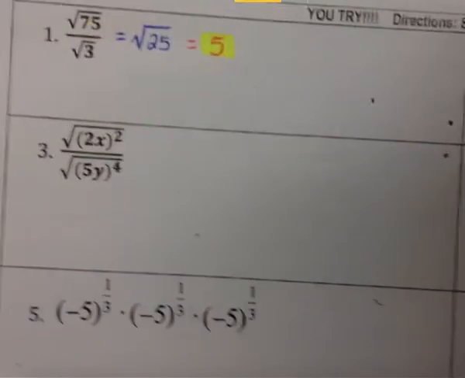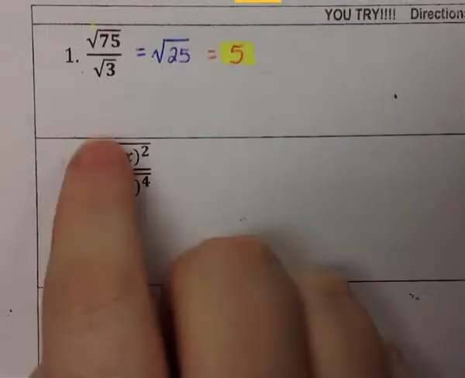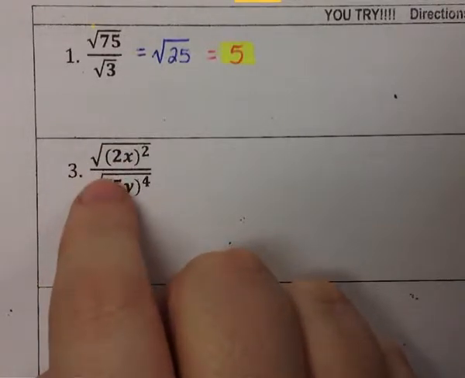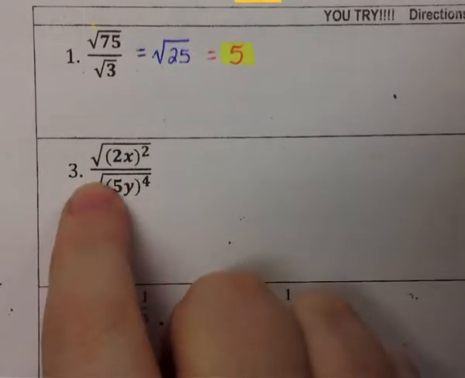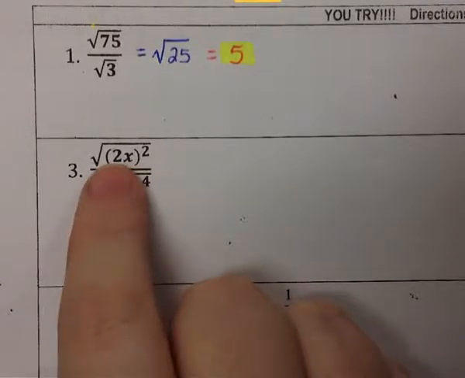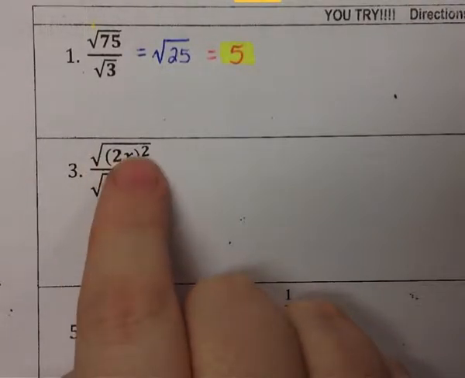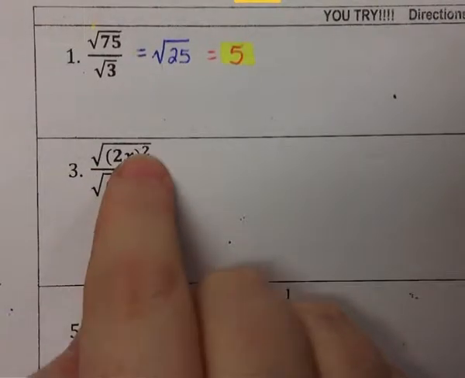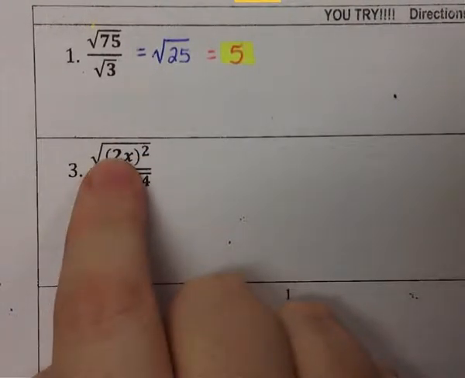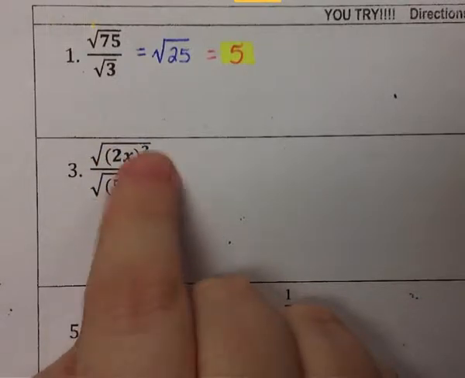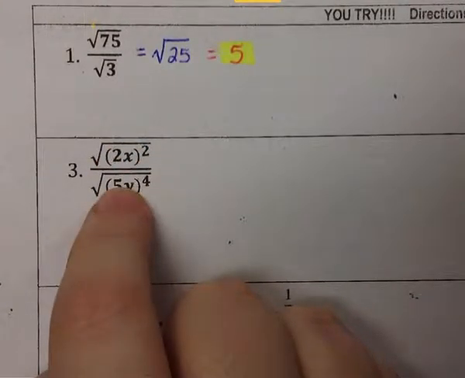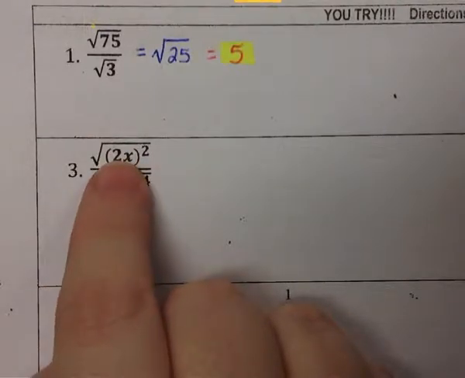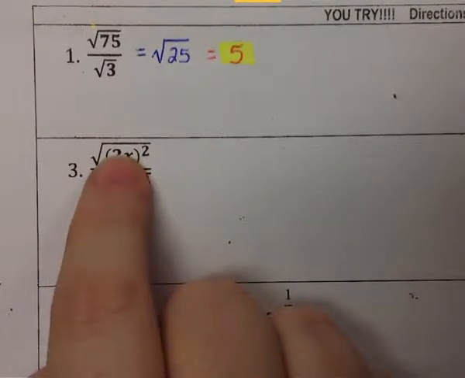On the next problem, we do have the same radicals. We have the same indices, so we can simplify. But as we can see, we do have parentheses squared and parentheses to the 4th power. So you could distribute this and become 2x times 2x, which is 4x squared. And then we would have 5 to the 4th and y to the 4th as well. Or you could try and simplify this beforehand.